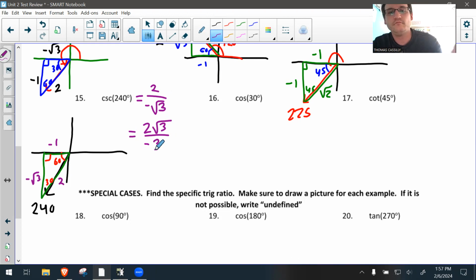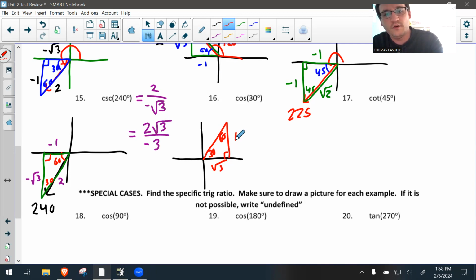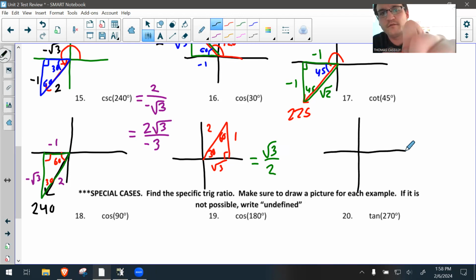Okay. Next one is the cosine of 30. And so here is your 30-degree angle, 30, 60, 90. Square root of 3, 1, 2. The cosine is the adjacent over the hypotenuse. So this one equals the square root of 3 over 2. And the last one is the cotangent of 45. So 45-degree angle.